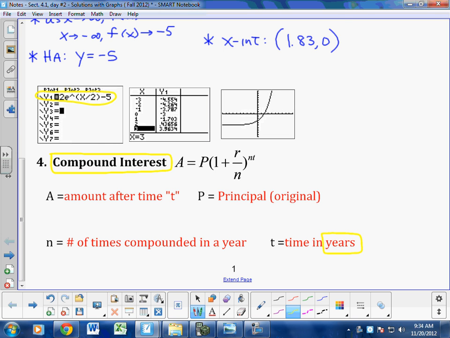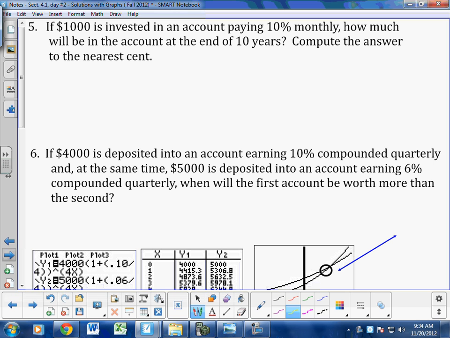All right. If we look at, let's say you have $1,000 today, you put it in the bank, $1,000, and they are going to pay you 10% monthly. How much will you have in the account at the end of 10 years? Let's just say that the amount's going to stay the same. You're guaranteed 10% a month for 10 years.